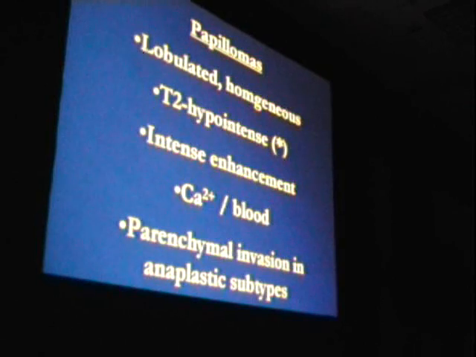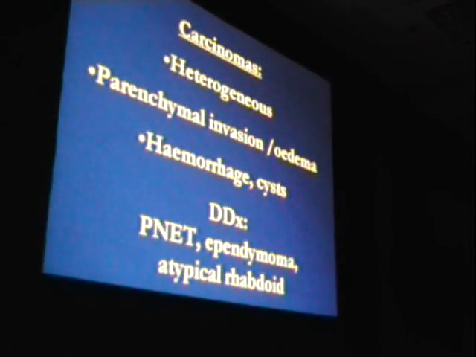Papillomas, such as this example, are lobulated lesions and frequently have foci of T2 hypointensity within them, which is meant to be a particular feature of papillomas. They obviously enhance very intensely, and they may show some foci of calcification and blood on non-contrast CT. Papillomas are generally confined within the ventricular space, though they can show parenchymal invasion, and these are the ones that are difficult to distinguish from carcinoma. Carcinomas are more generally heterogeneous.